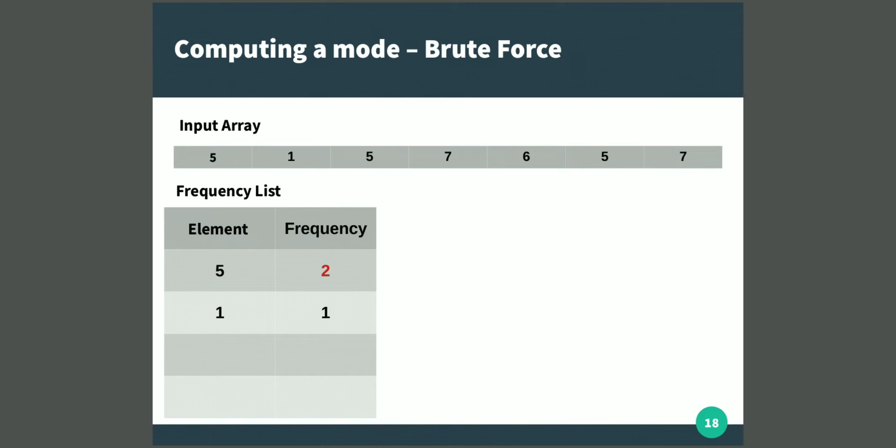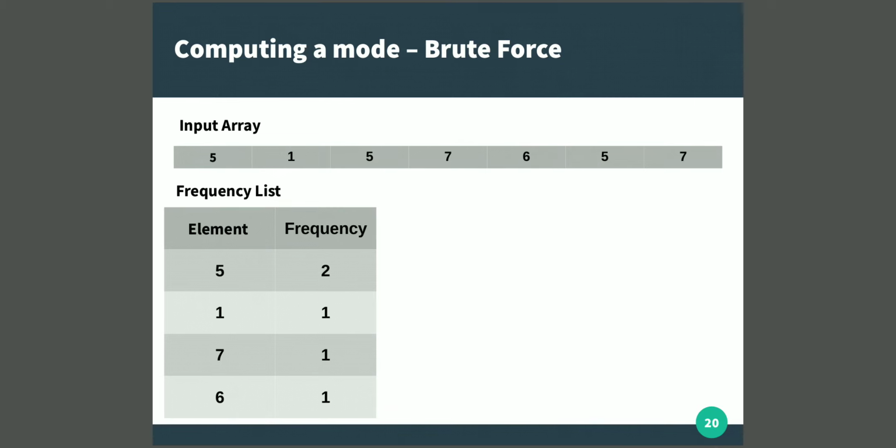Okay, next we have the element 7. We have to scan through the frequency list. Okay, first element is not 7, second element is not 7. Okay, there are no more elements in the frequency list. So add 7 to the frequency list and set its frequency to 1. Okay, so this is what is being done. Similarly, for 6, because it is not in the frequency list, a new entry has been created at the end with the element 6 and frequency 1.